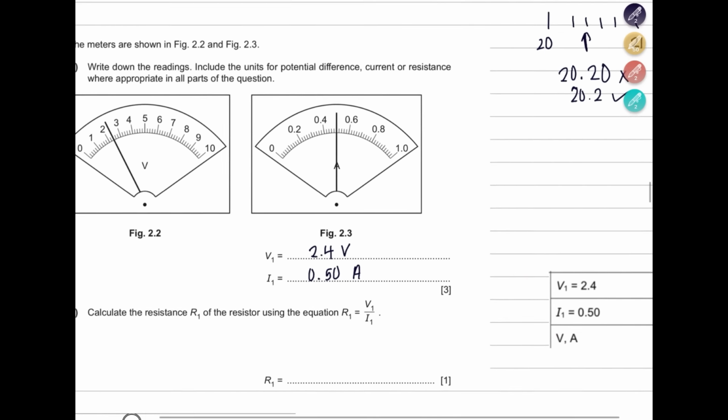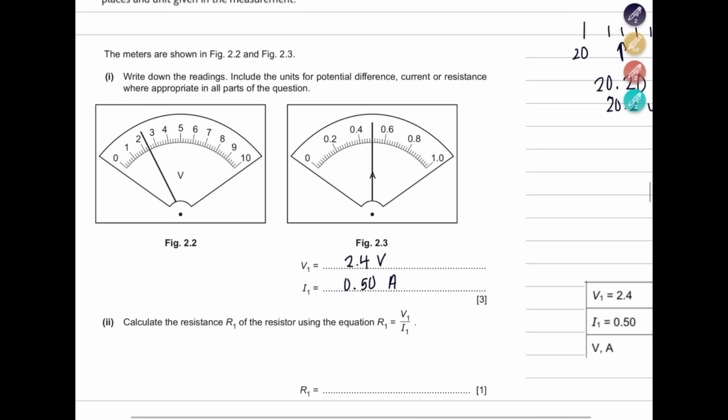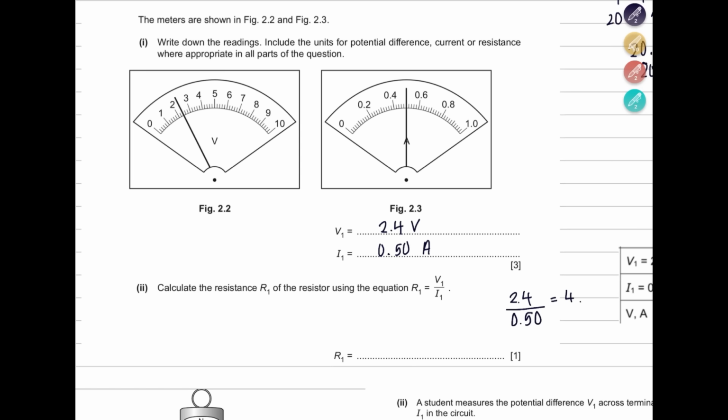Now if we want to find the resistance, this equals 4.8. So we will write 4.8 ohms. The significant figures should be the same as the question. So our answer also has two significant figures.